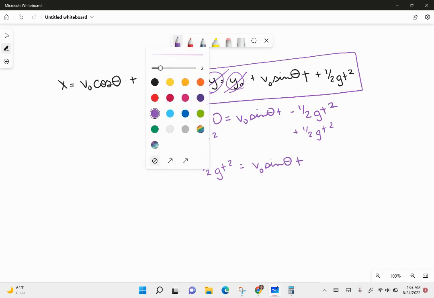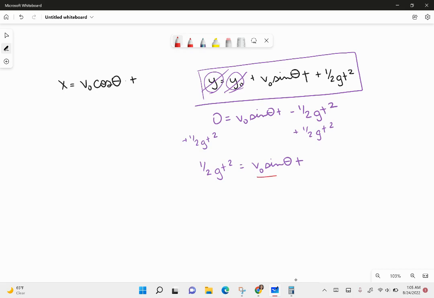So the thing I'm going to do now is I am going to divide both sides by t. So that way I can get rid of this t squared, because t squared divided by t, those are going to go away, and when I take t divided by itself, that cancels to 1. So now my equation is 1/2 gt is equal to v naught sine theta. And remember, I'm trying to solve for t, so I'm going to multiply by 2 to get rid of my 1/2, and then I'm going to divide by g.